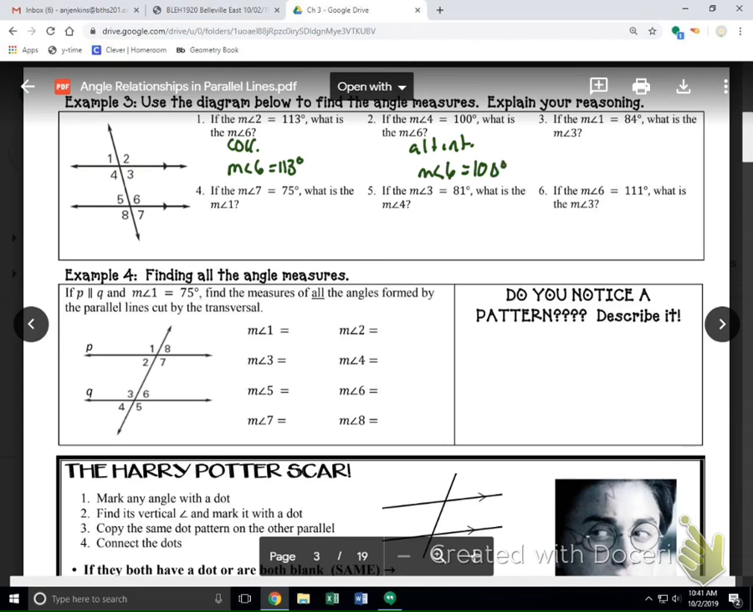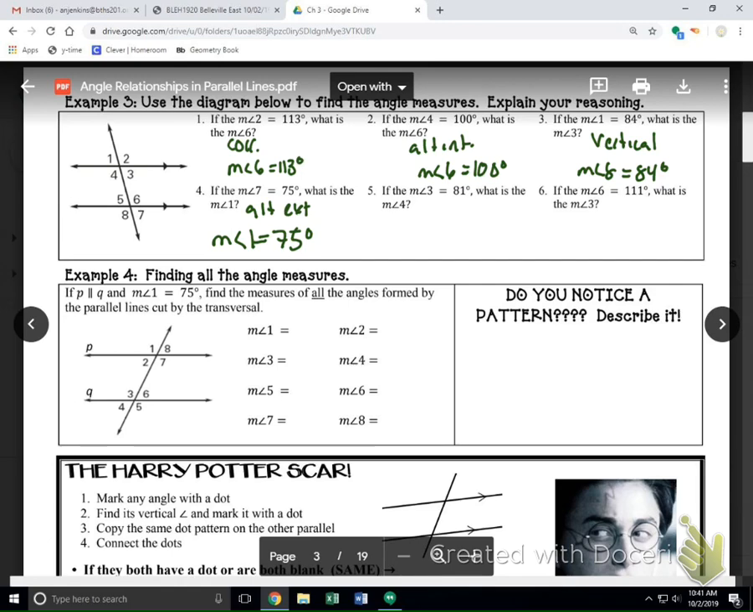Okay, 1 and 3. What's the relationship between 1 and 3? They're vertical. We know vertical angles are congruent. So the measure of angle 3 has to also be 84. We have 7 and 1. What's the relationship between 7 and 1? Alternate exterior, alt x. And we know that the measure of angle 1 has to be 75, because alternate exterior angles are congruent.